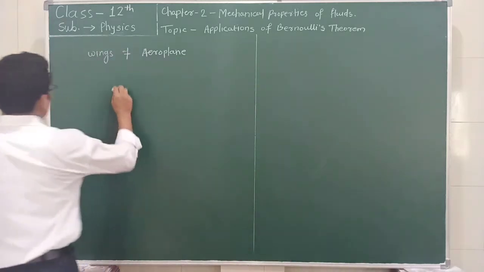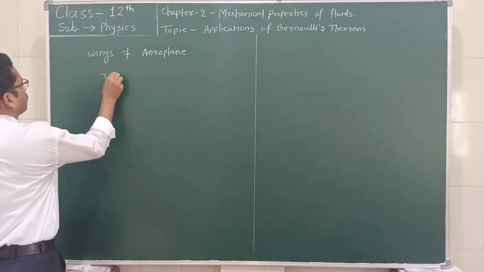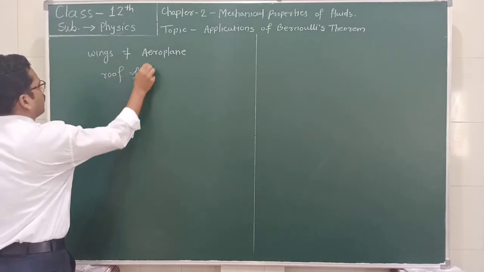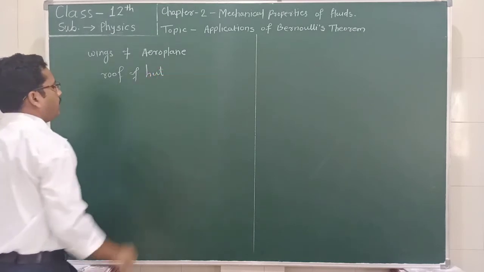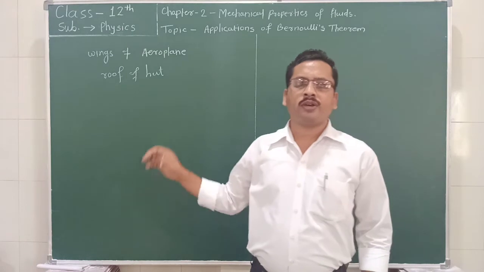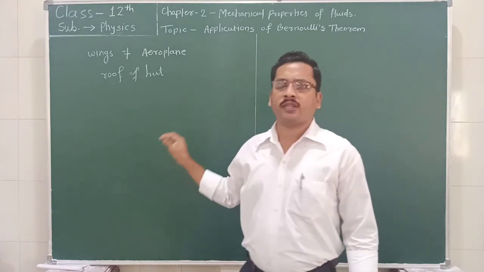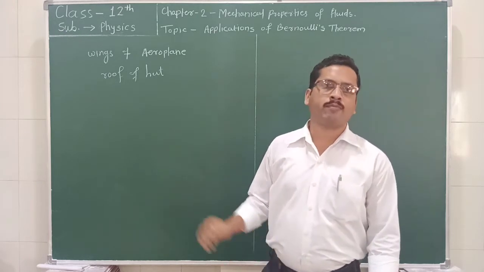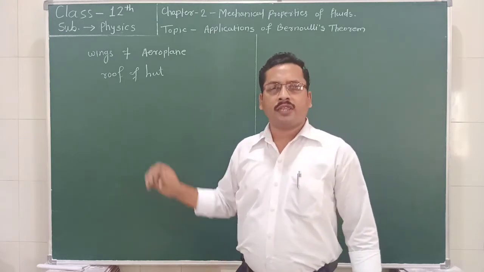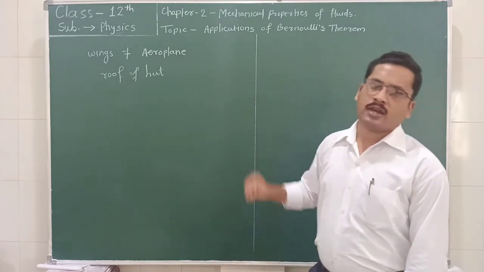The last application of Bernoulli's theorem is nothing but the roof of a hut. It means in the monsoon season, due to the very high speed of the wind, the roof of the hut sometimes gets blown into the air. In this also, Bernoulli's theorem can be applied.